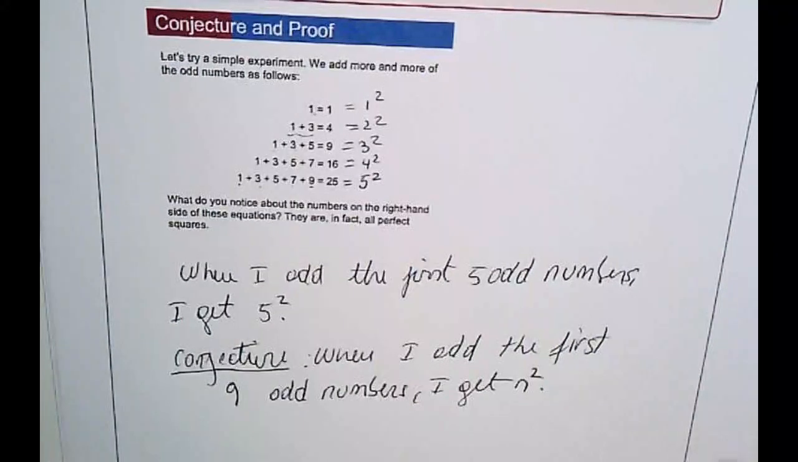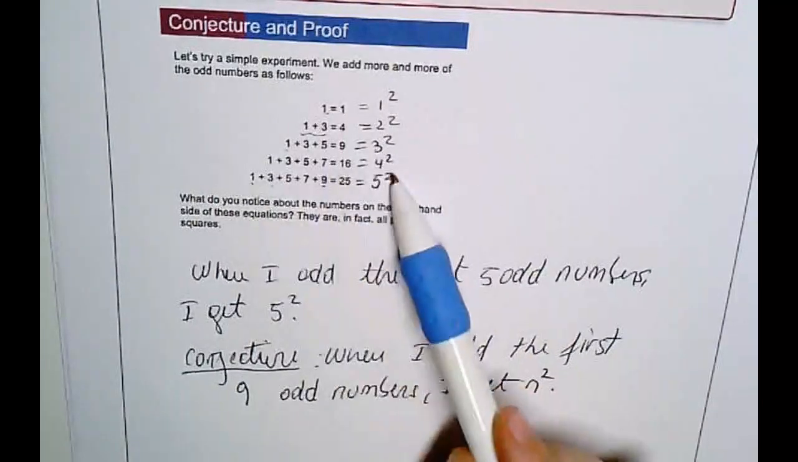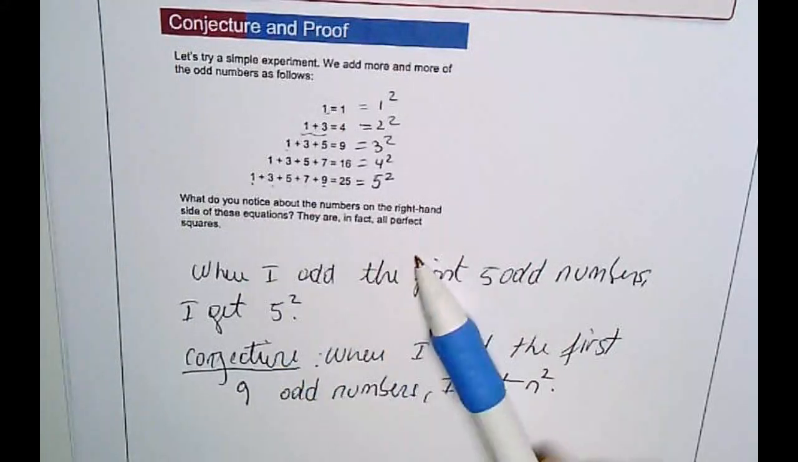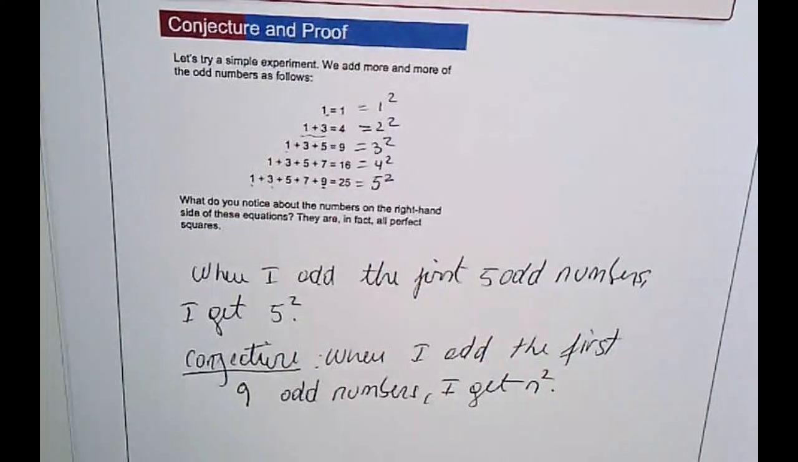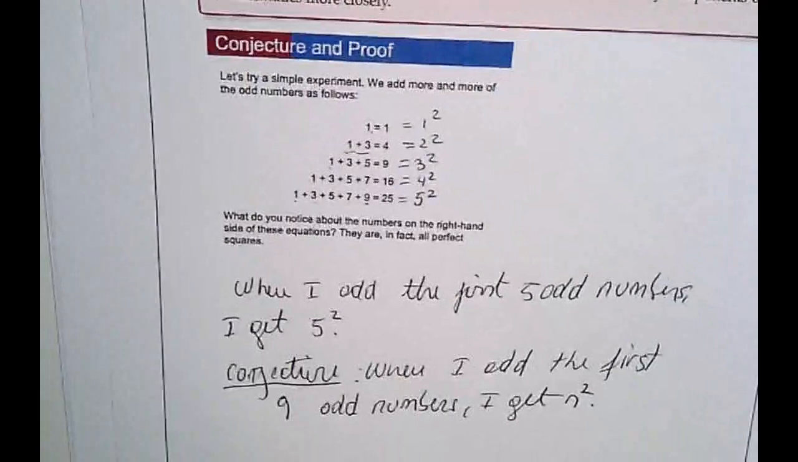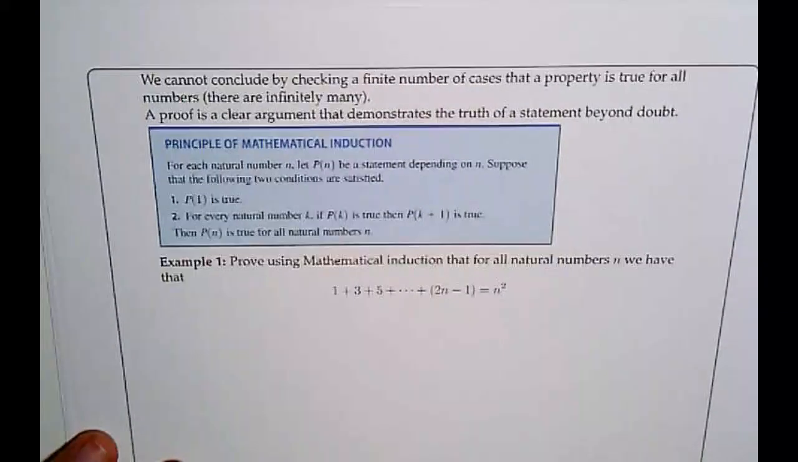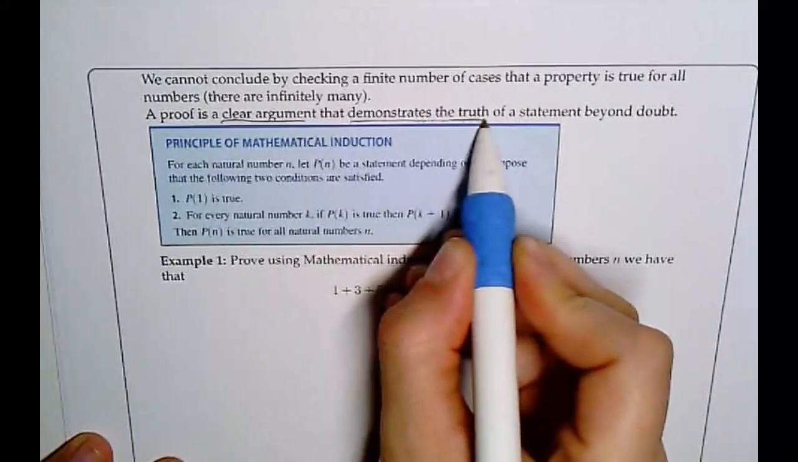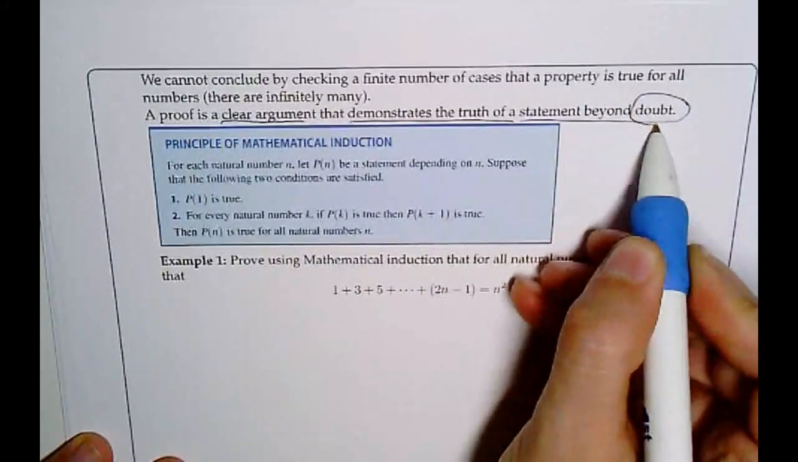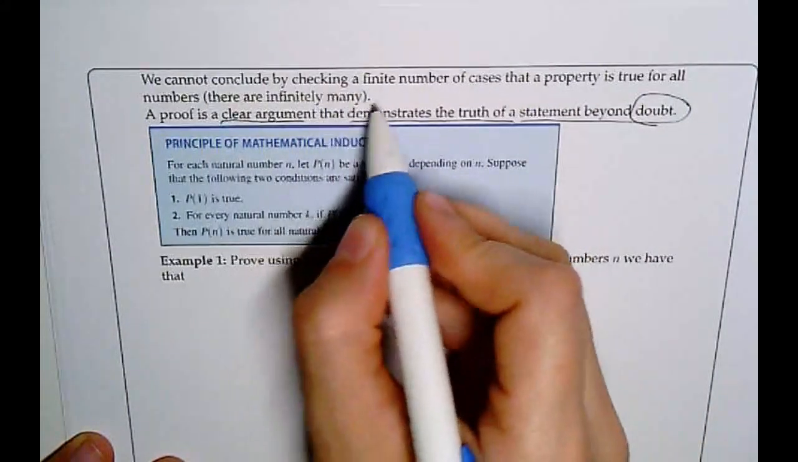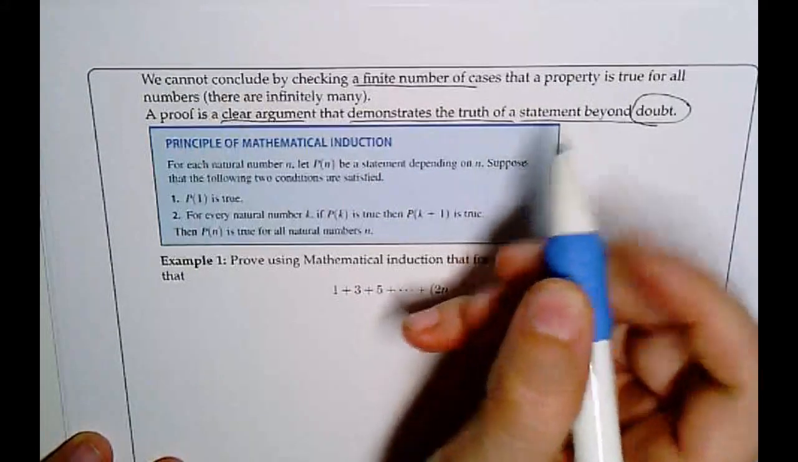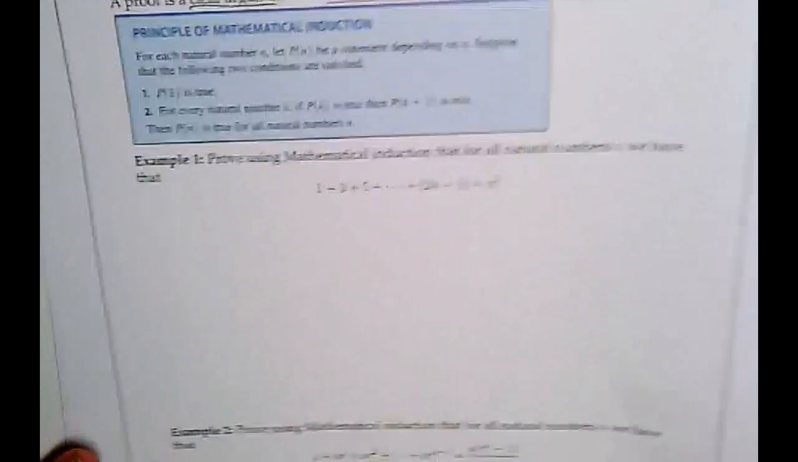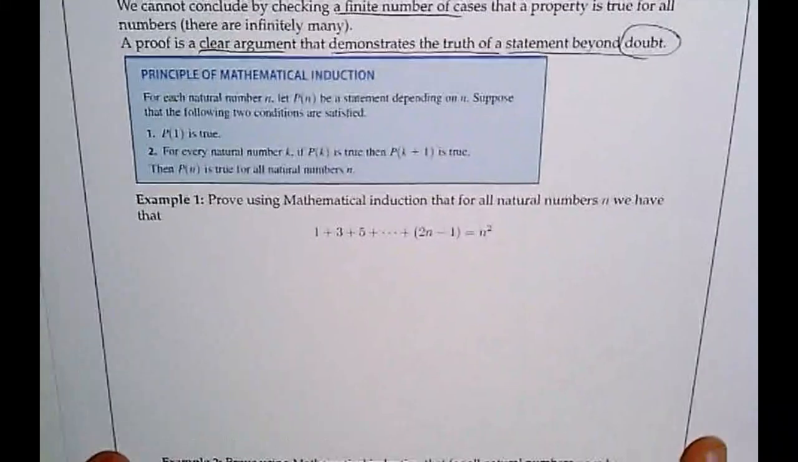But I can't just check for 6, for 7, for 8. I can't just check a few of them, see that this property holds, and then say that it is true for everything. A proof has to be a clear argument that demonstrates the truth of a statement beyond doubt, not just for a finite number of cases. So to prove it, we must have a clear argument.